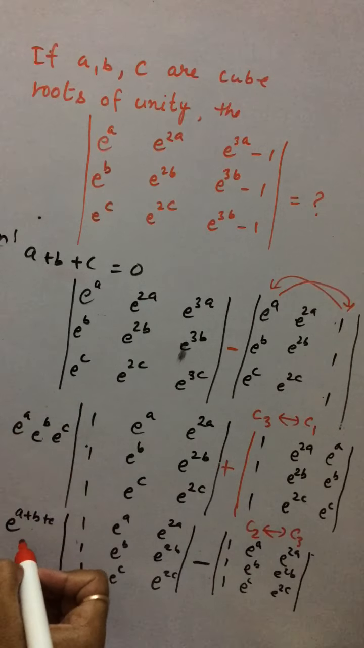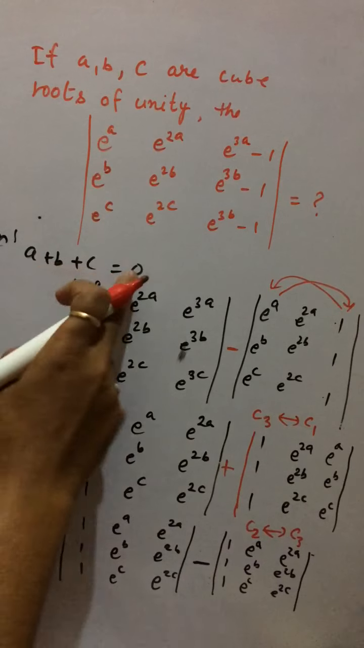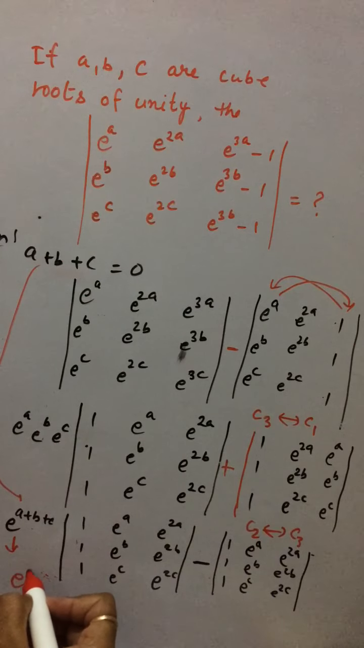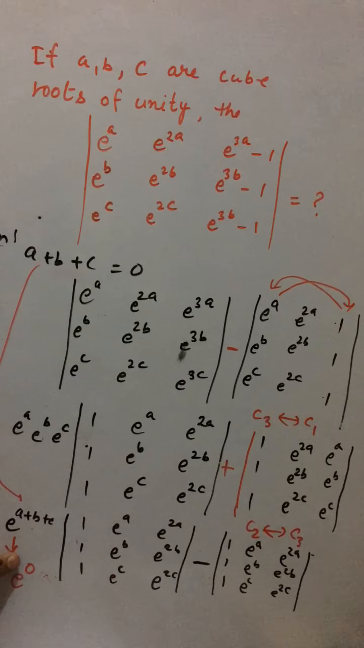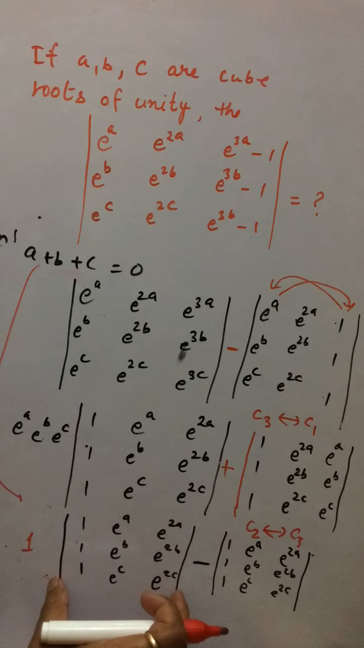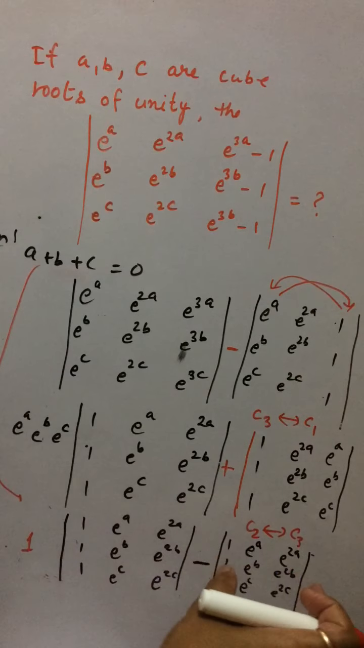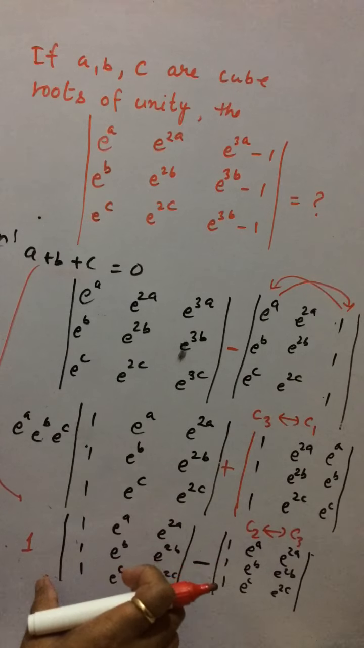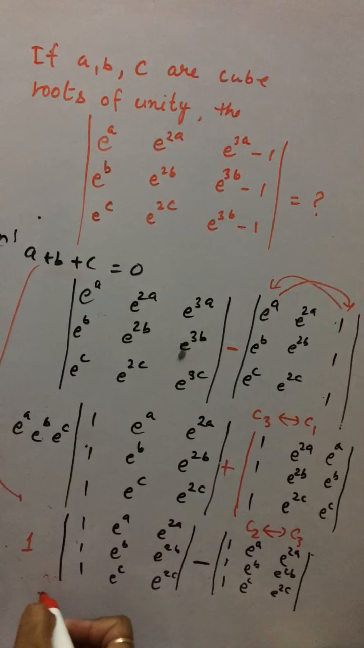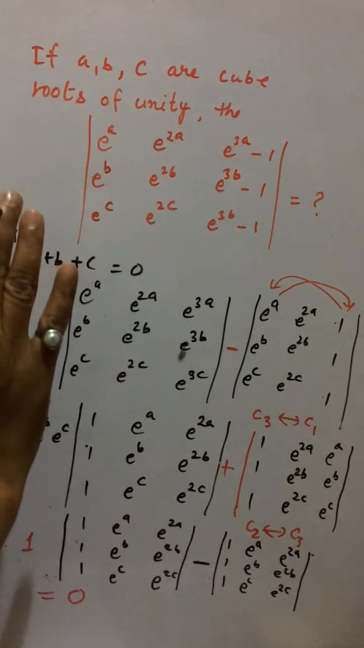So here we have to crack this. What was the value? Here we have found that a plus b plus c is equal to 0. So e raised to power 0 would be 1. So in place of e raised to power a plus b plus c, we can write e raised to power 0. And what is the value of e raised to power 0? It would be 1. And the similar determinant, when you subtract two similar values, the result will be 0. So in this case, the value of this determinant is 0.